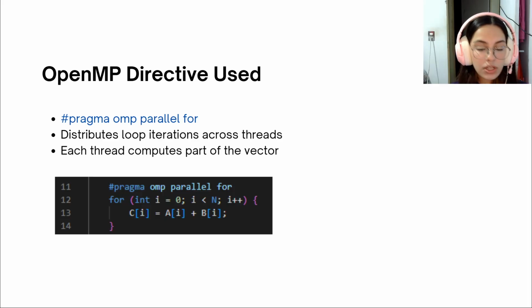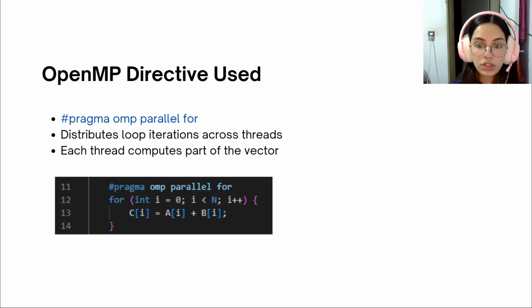Now, looking at the code, the key part is the directive #pragma omp parallel for. In a complete implementation, we first include the OpenMP library using omp.h. Then we define our vectors A, B, and C, just like in the sequential version. The main difference happens in the loop, by adding the directive #pragma omp parallel for, as you can see here, right before the loop. Doing this, we instruct the compiler to automatically create multiple threads and distribute the iterations of the loop among them.